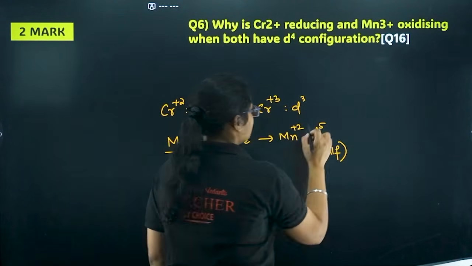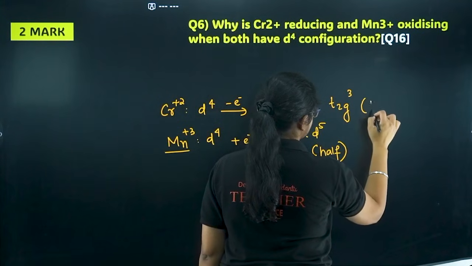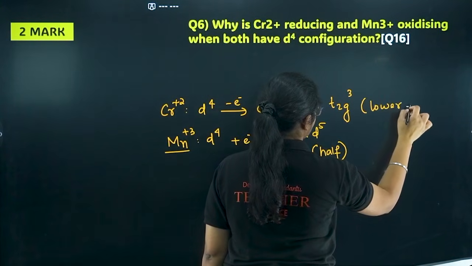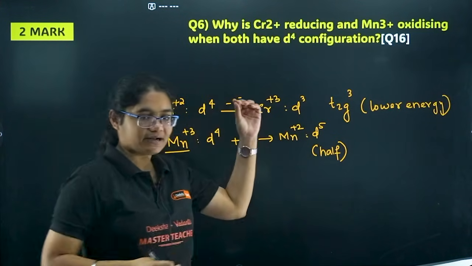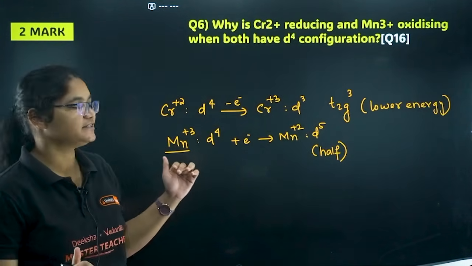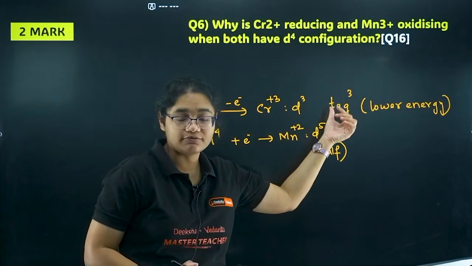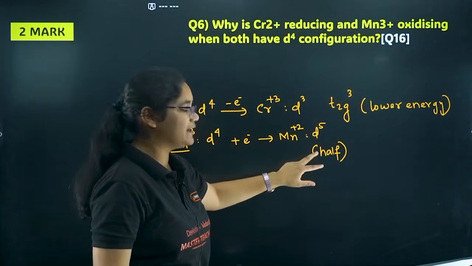Yes, D3 configuration is actually t2g3, right? And it is lower energy. If you remember, if you have studied coordination compounds, you know that in d orbital splitting, t2g is in the lower section, at the lower energy level, and when you have a D3 configuration, 3 electrons will be filled like t2g3. So this is stable and this is stable.